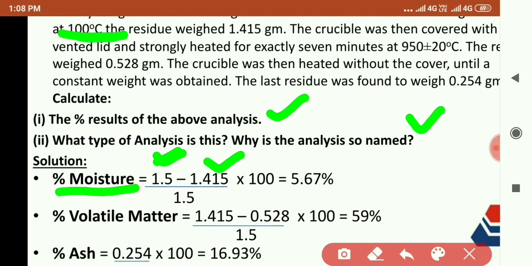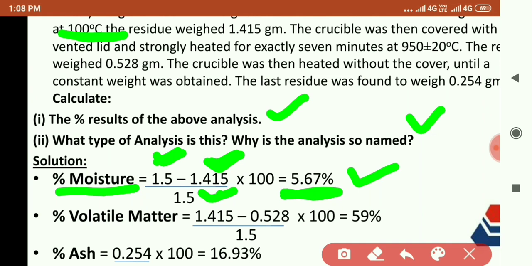So the loss in weight upon weight of the coal sample taken into 100, this is the formula, and we get percentage of moisture. So percentage of moisture is equal to loss in weight upon weight of the coal sample taken into 100. It gives out the percentage of moisture.